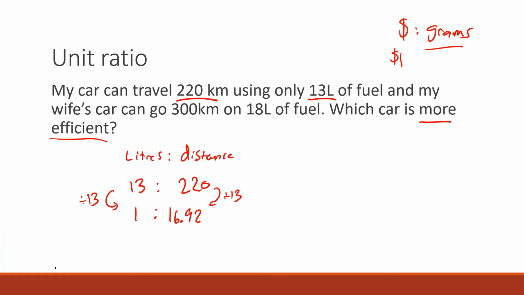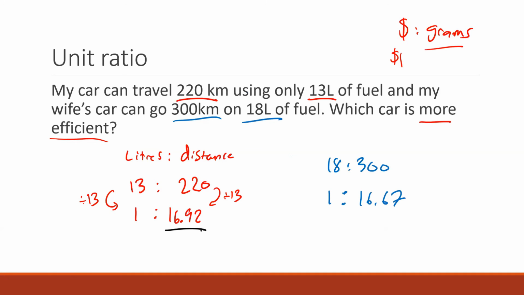All right, I'm switching to blue because my wife's car in reality is blue. My car is actually red. I've got a red Mazda if you've ever seen it. So same deal here. 18 liters, 300 kilometers. 18 to 300, that's going to become a 1 is to 16.67.